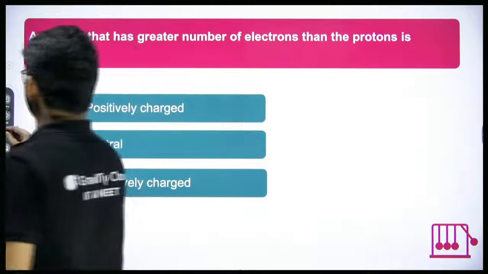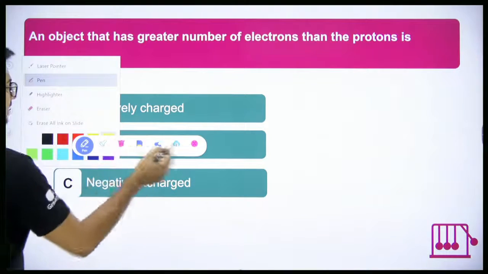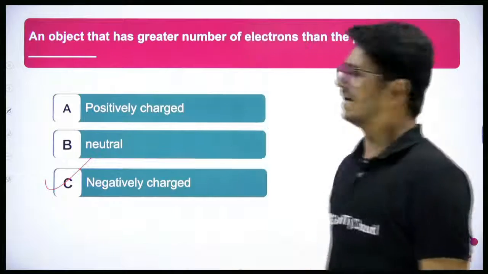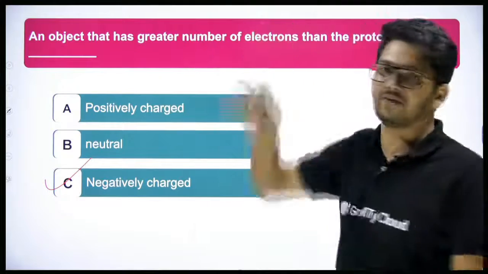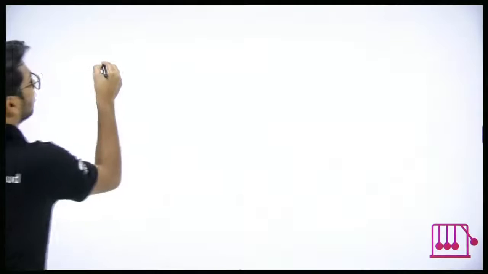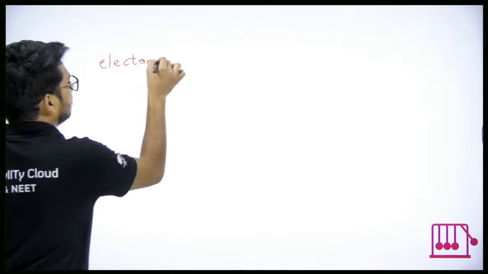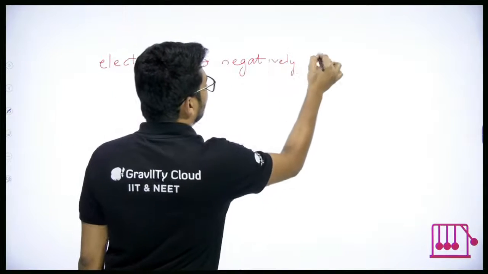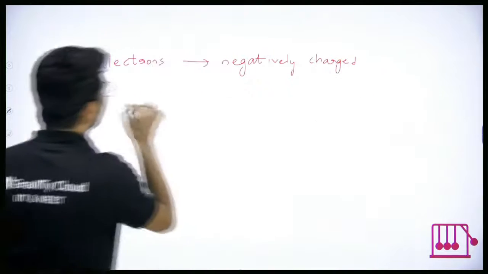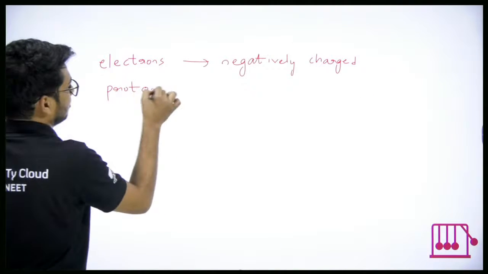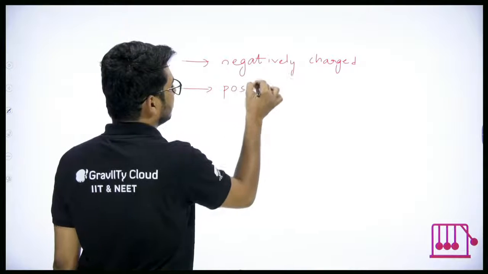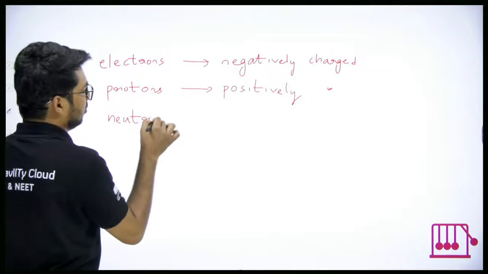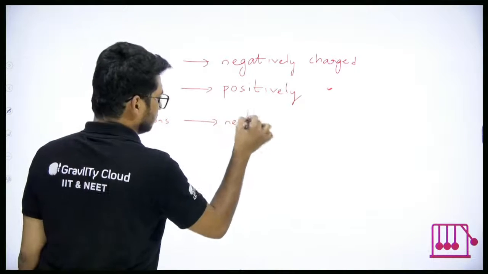So what is the answer here? The answer is option C, negatively charged. Why is that? See what is mentioned here: a greater number of electrons. And we know that electrons are negatively charged, whereas protons are positively charged, and neutrons are neutral.